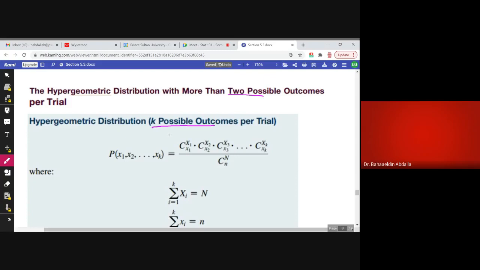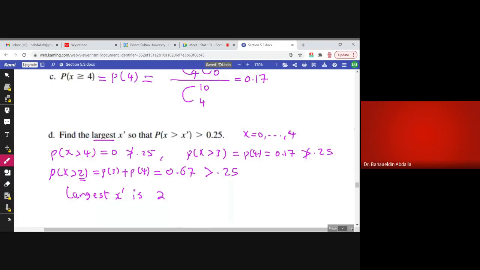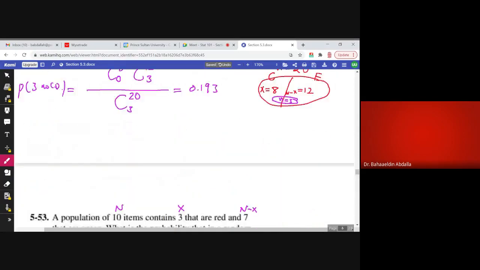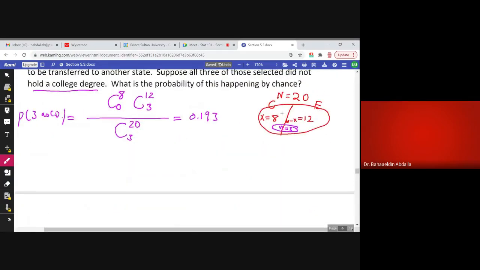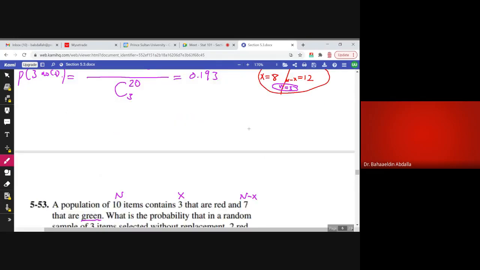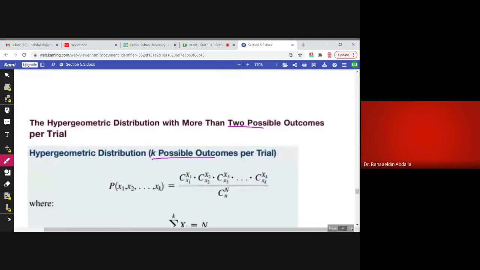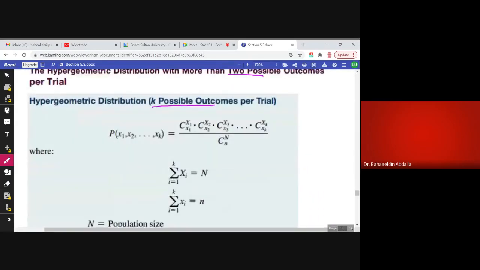outcomes, 4 outcomes per one trial. So this will mean that we will have the population divided into more than 2 groups, 3 groups, 4 groups. So when you select something, it's not necessarily green or red. No, it could be 3 colors, 4 colors, 5 colors. So how can we find the probability in this case?